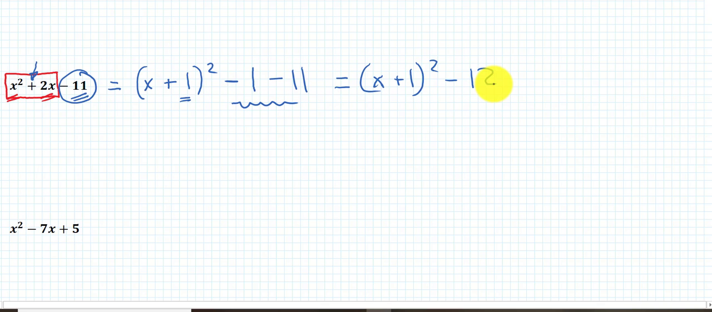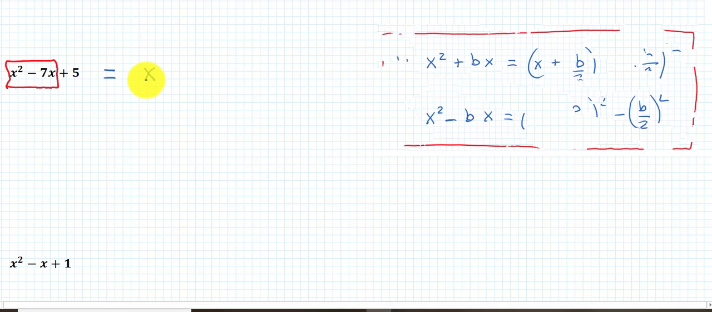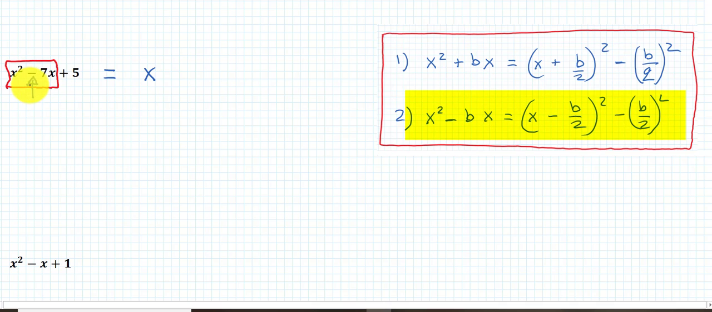All right, next example. In the next example, again, I have a quadratic and a linear term here, and I'm going to complete the square on these two terms. So what do I have? I have x. Now this is the second formula, the one with a minus. So minus half of 7.